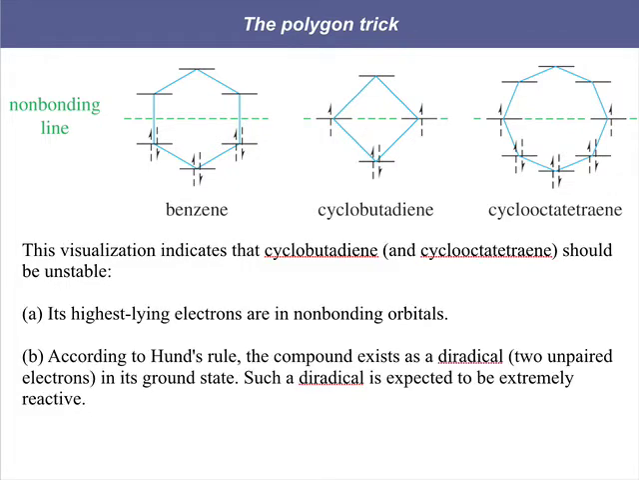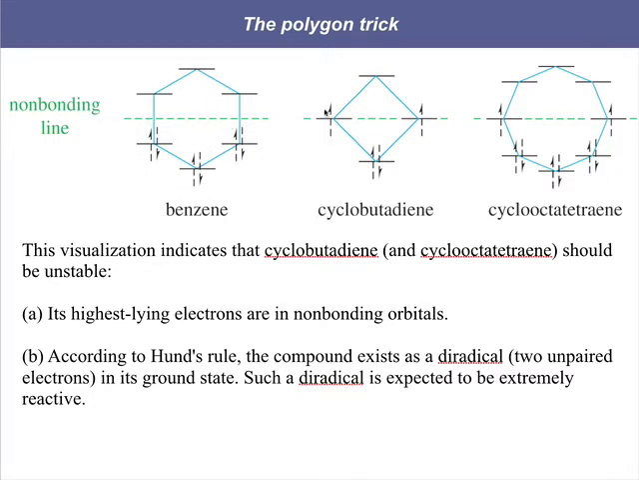You can use the polygon trick as a quick way to assess the stability of a structure like this. By looking at the way these electrons fill into these orbitals, you could see that benzene should be very stable. All of benzene's electrons are paired up, meaning they're bonding, and they are all lower in energy than they would have been if they had not mixed in the first place. So benzene should be very stable, and that is exactly what we know to be true.